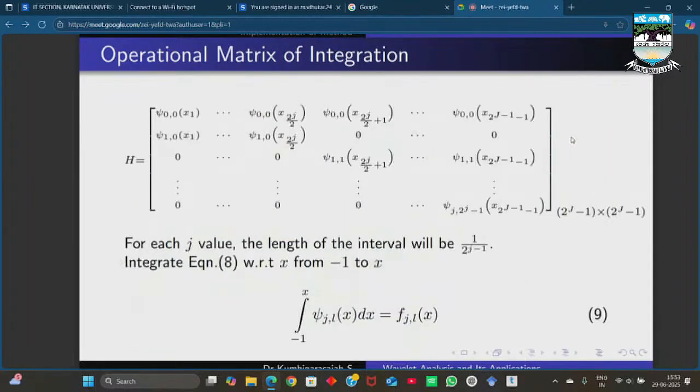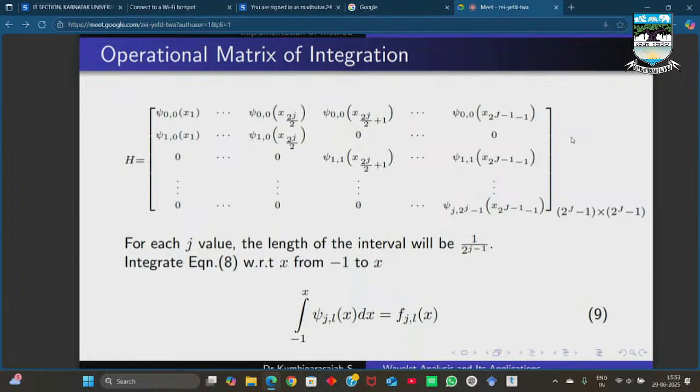Let this be H. For every function, I apply the collocation points. They represent the first wavelet function in the first row, the second function in the second row, and so on. This is just a wavelet representation in matrix form.